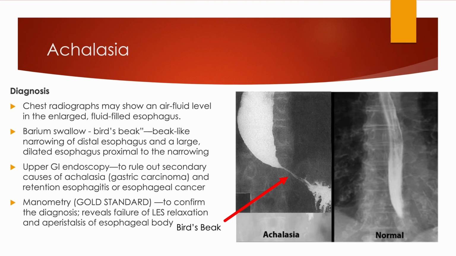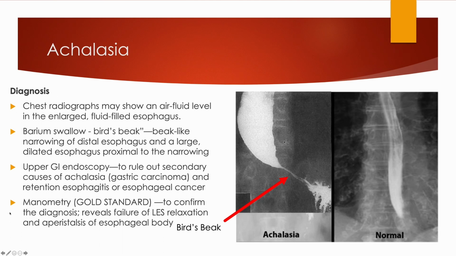So how do we diagnose it? Well, if we happened to get a chest radiograph, I wouldn't say that is by any means the best test to do, but on chest radiograph, sometimes you'll see an air fluid level with the fluid-filled esophagus. Because remember, we drink and eat, it gets to the point where there's the most constriction at the lower esophageal sphincter, and then it kind of dilates above that. This is normal, and this is obviously abnormal.